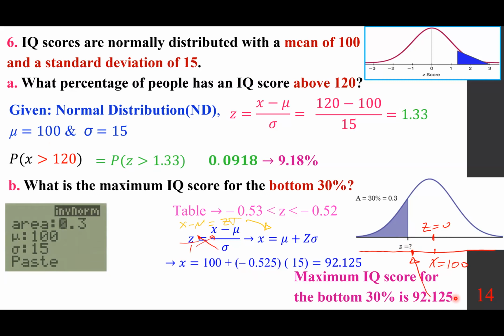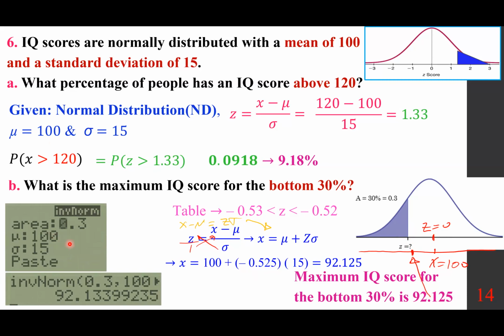Now, if we want to go with the inverse norm, we can even keep the mu as 100 and sigma as 15, and it will give us this answer. Needless to say, it's exactly the same within one decimal, but if you go with two, this is 92.13, and this is 92.13 also. If you go with three, then it changes. So within two decimals, they're the same.